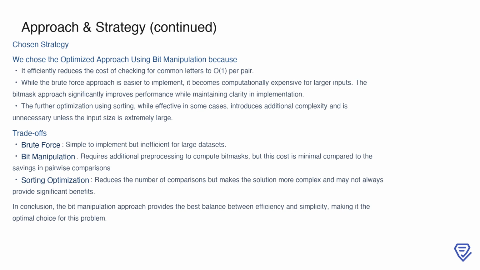In terms of trade-offs, the brute force method is simple but inefficient. The bit manipulation approach requires a pre-processing step to compute the bit masks but is highly efficient during pairwise comparisons, and the sorting optimization adds complexity without a guaranteed improvement in all scenarios. Ultimately, the bit manipulation approach stands out as the most efficient and practical solution for this problem, striking the right balance between performance and simplicity.